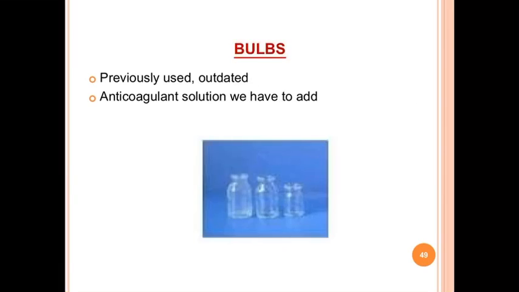This is a bulb. It was previously used and now it is outdated. In this, the bulb is available and we have to add the anticoagulant solution. So now it is not used.